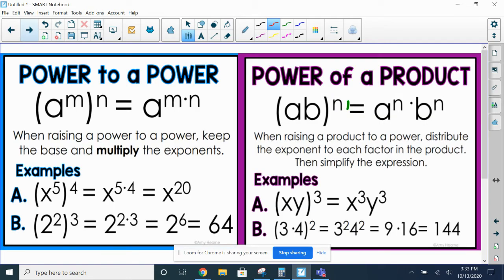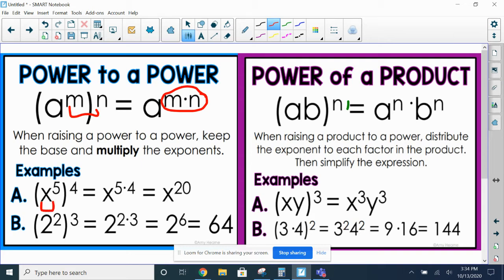So if you look at our power to power rule, what that shows us is that I've got these side by side exponents. So I have a to the power of m, and we're going to take that power of m and raise it to a power of n. So when I have a power to a power, we're going to keep that base and multiply the exponents. So we're going to look at our first example.